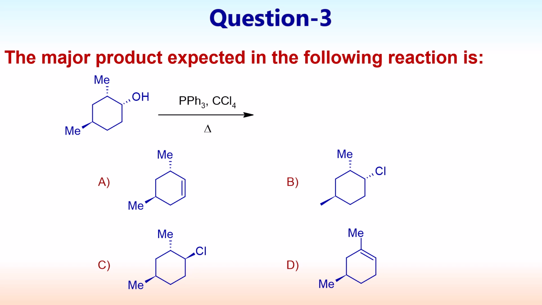This is the third question. You have to choose the major product expected in the following reaction. This is an Appel reaction on an alcohol. The given alcohol is asymmetric at the alcoholic carbon. Write the correct option in the comment section.